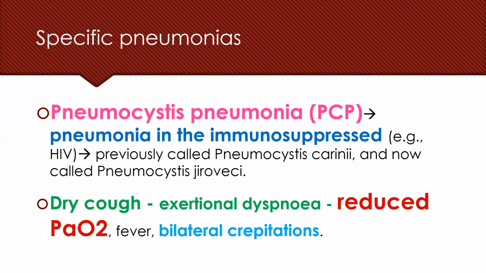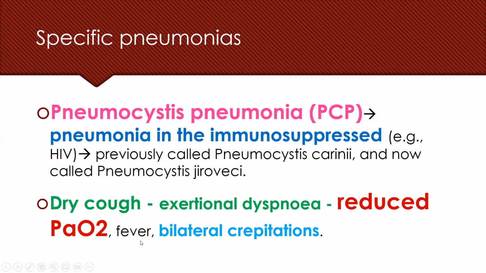Previously, this organism was called Pneumocystis carinii, but now it's called Pneumocystis jirovecii. This patient presents with a dry cough, and very important keyword here, exertional dyspnea, and reduced oxygen tension. In some clinical scenarios, on some questions, you'll find that it's mentioned that this patient's oxygen saturation falls on exertion. This is again very specific for Pneumocystis pneumonia.